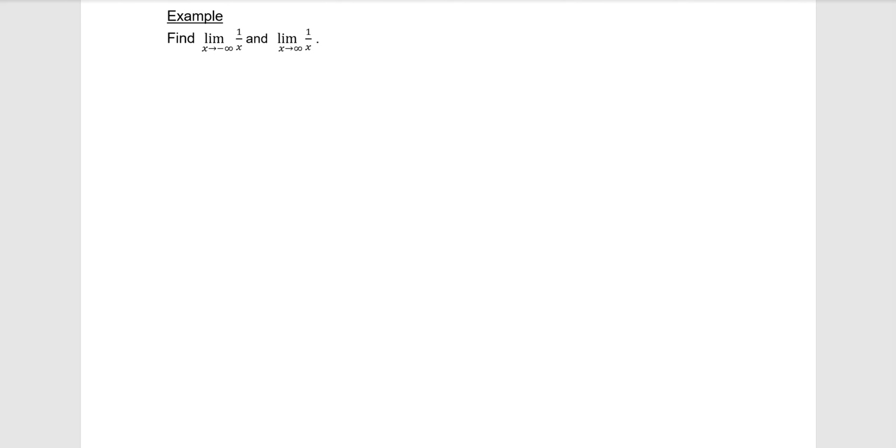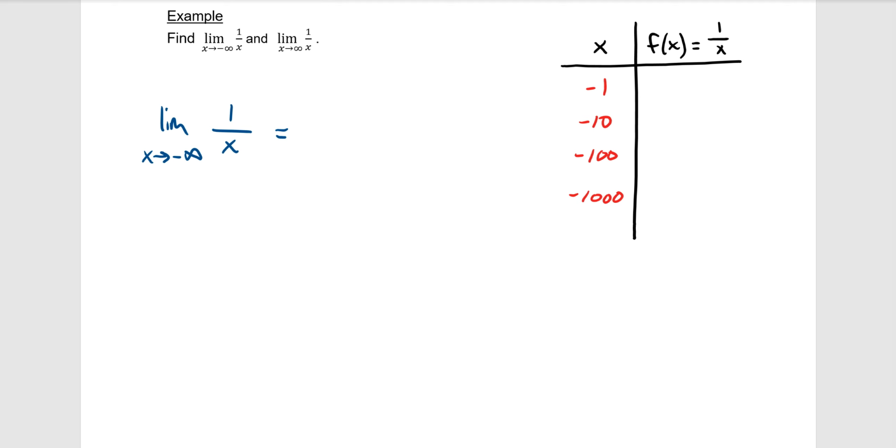Next, let's take a look at the limit of 1 over x as x approaches negative and positive infinity. Let's look at negative infinity first. I have the graph down below here, but before we take a look at it, let's make a little table. So I made an XY table where x are these x values that I chose, and f of x is the function 1 over x. Notice these x values that I chose are getting more and more negative. They're approaching negative infinity. Okay, so let's go ahead and plug them into the function.